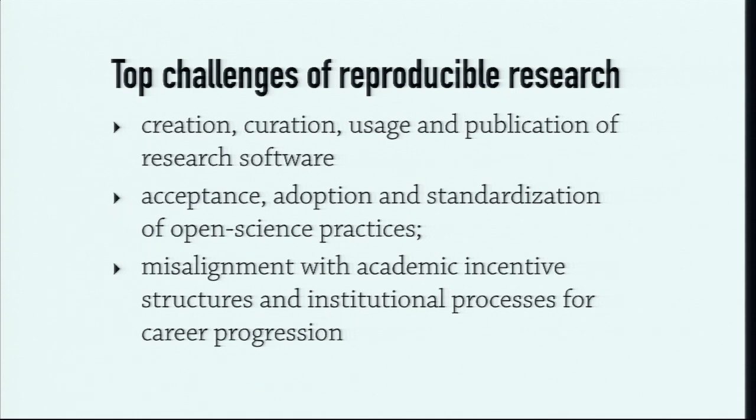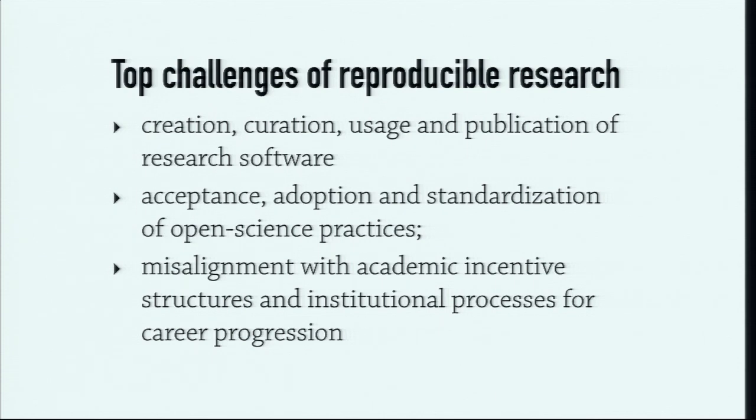Second big challenge, acceptance, adoption, and standardization of open science practices. If we don't all do these practices, then some people are going to be disadvantaged because we're spending a lot more time to actually publish those papers with all of these standards of quality. But if journals are requiring it, if funding agencies are requiring it, and we're all agreeing that those are the basic standards, then it raises the bar for everybody, and that's good.